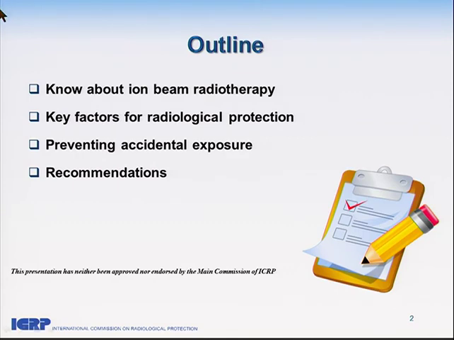So let me first show you the outline of my presentation. First, we show a very brief outline of ion beam radiotherapy. Then we discuss the key factors for radiological protection. And then we pick up the specific issues about preventing accidental exposure. This is the most important thing for us whenever we have a new technology in radiotherapy. And we summarize by picking up the recommendations of previous guidelines.